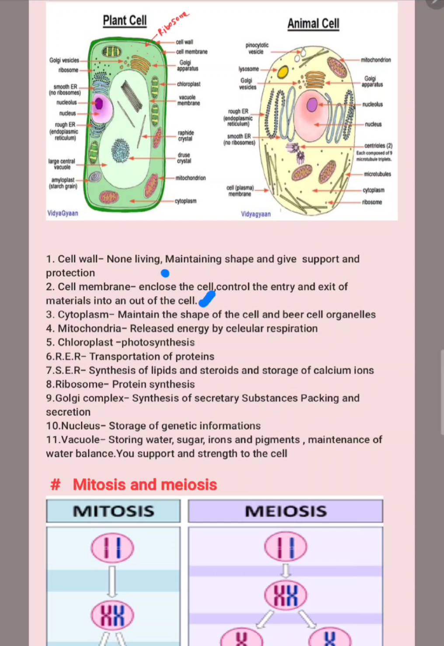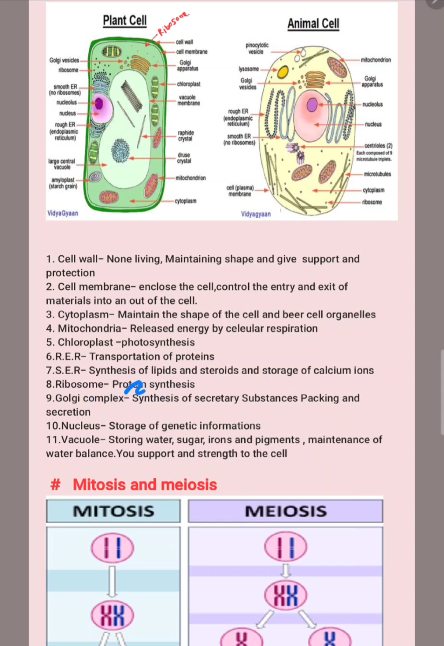And chloroplast, it helps with photosynthesis. Rough endoplasmic reticulum, they transport proteins throughout the cell. And the smooth endoplasmic reticulum, they synthesize lipids, steroids, and it can also help to store calcium ions.